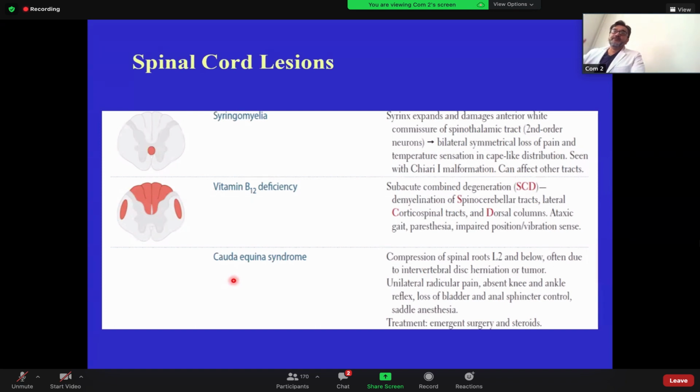Usually, because if you see the perineal segments, they are S2, S3, S4, they are all below L2. So if you have a compression of the cauda equina below that, there would be sensory loss in your perineal portion. So usually cauda equina syndrome will present with loss of bladder control, loss of anal sphincter control, saddle type of paresthesia, and then pain within the segments of the spinal cord where the nerves are being compressed.